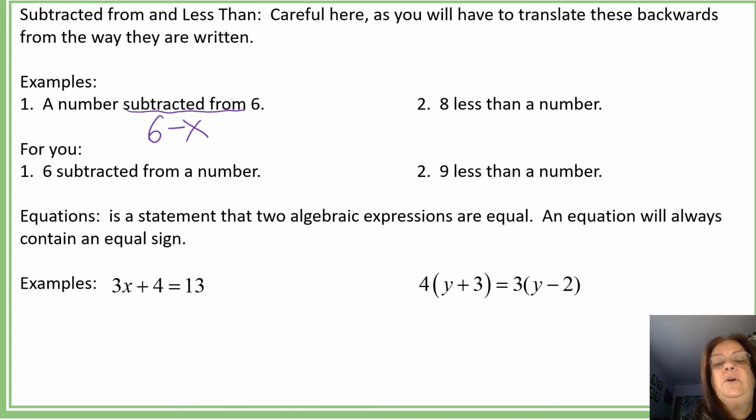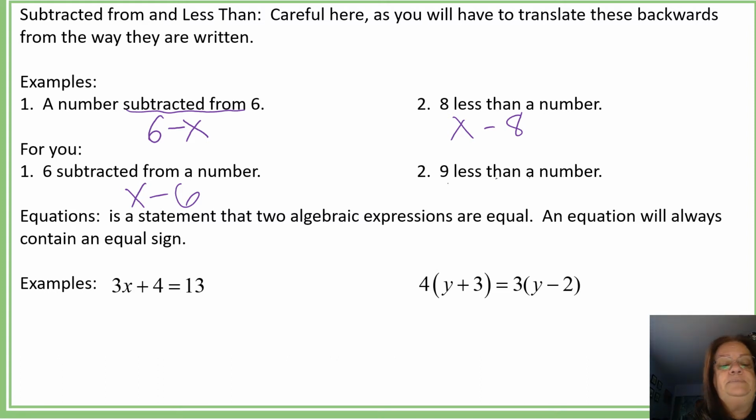Less than is the same way. 8 less than a number is going to be the number minus 8. This matters because order matters in subtraction. That's how we get our negative numbers, right? Order matters. 6 subtracted from a number, so that's going to be x minus 6. All right, and I want you to do the 9 less than a number.